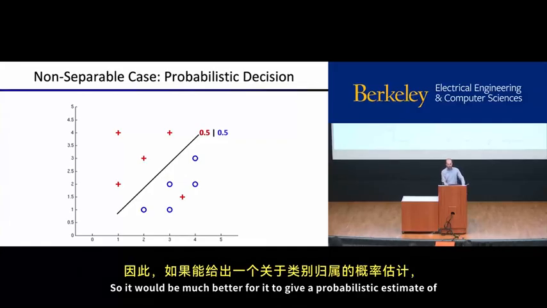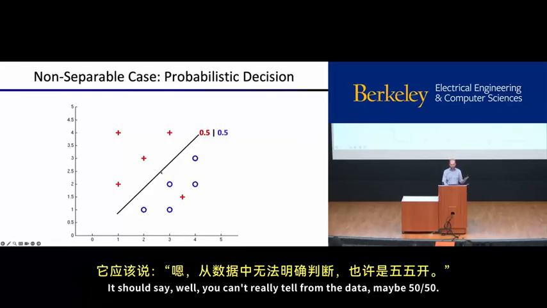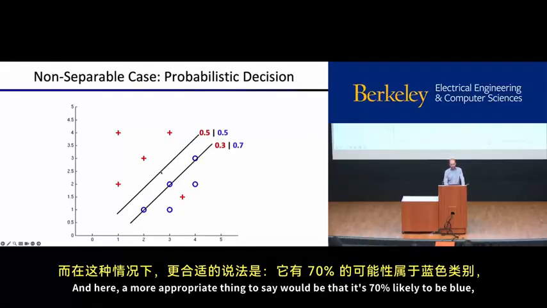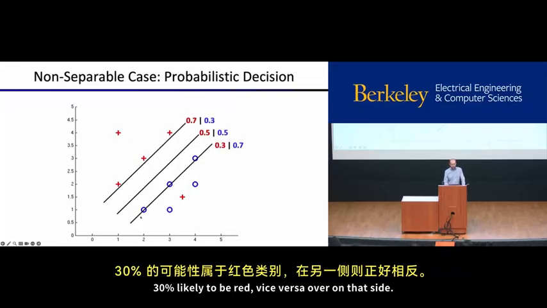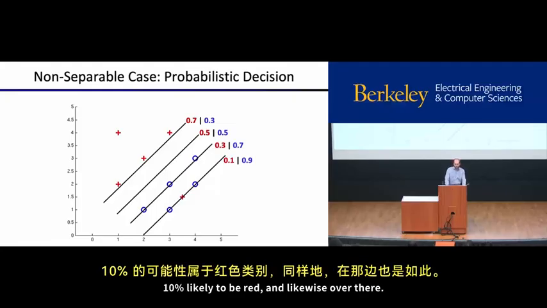So it would be much better for it to give a probabilistic estimate of what the class is going to be. So here it really shouldn't just say yes, it's going to be blue, or yes, it's going to be red. It should say, well, you can't really tell from the data, maybe 50-50. And here a more appropriate thing to say would be that it's 70% likely to be blue, 30% likely to be red, vice versa over on that side. Here you'd say 90% likely to be blue, 10% likely to be red, and likewise over there.